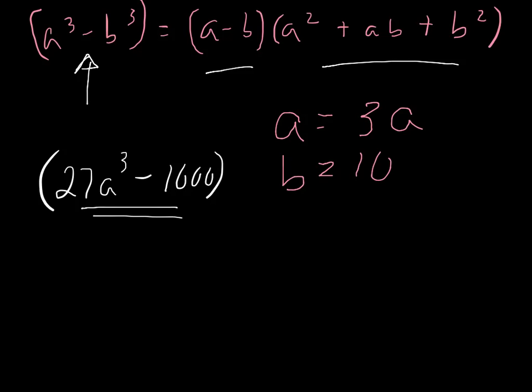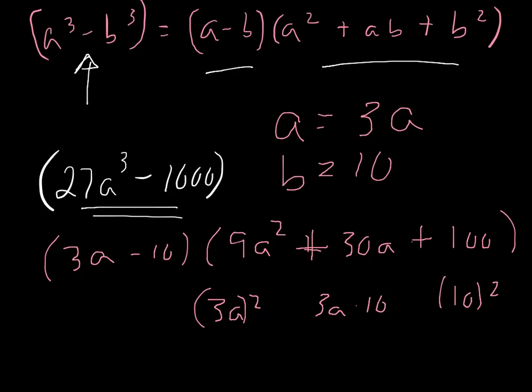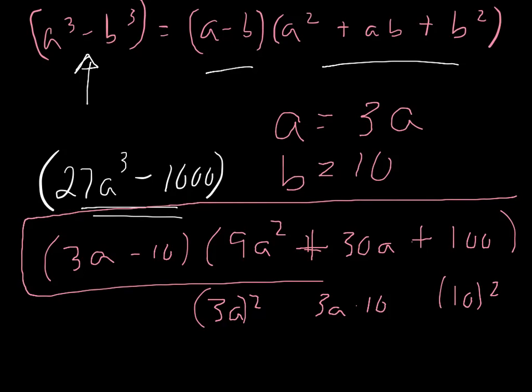So now I'm just going to follow my pattern, and my a minus b then is going to be 3a minus 10, and then my a squared is going to be 3a squared, which is 9a squared, plus a times b, which is 3a times 10, so that's going to be plus 30a, plus my b squared, and my b is 10, and I'm going to square that, so that gives me 100. And so my factorization is sitting right there. Piece of cake.